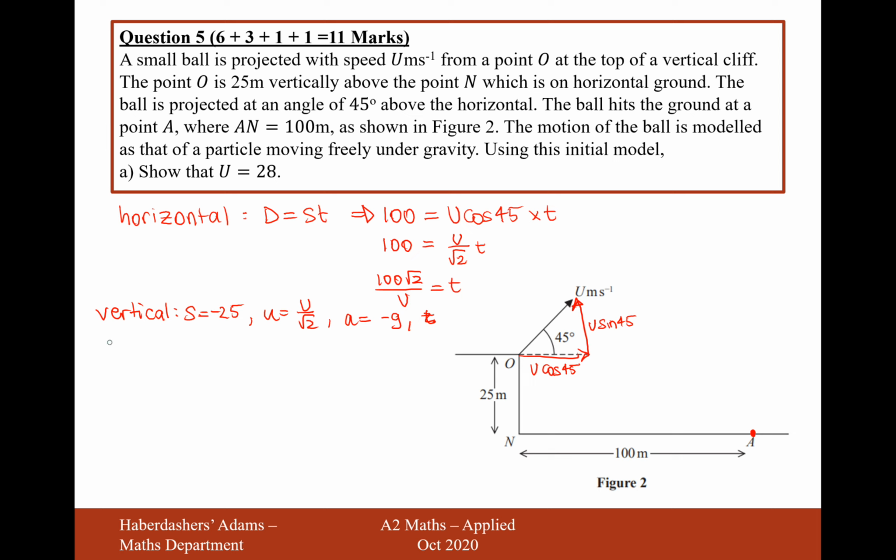So it's going to be s equals ut plus half at squared. So it's going to be minus 25 equals u, which is u over root 2, times 100 root 2 over u, plus, that should be a minus because it's minus g, so it'd be minus a half of g times 100 root 2 over u, all squared.